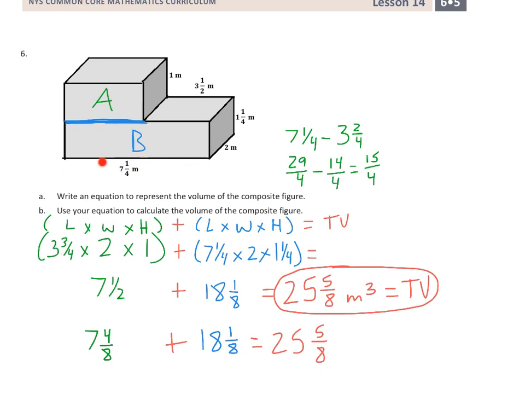So I took 7 1/4 minus the 3 1/2, and that should give me the missing section. So 3 3/4 times 2, same width, times 1, because it gave me the height, plus the volume of B, which was the total of 7 1/4 times 2 times 1 1/4. And that was 7 1/2 plus 18 1/8. I then just changed halves to eighths so I could add them. And so 7 4/8, which is equivalent to 7 1/2, added to 18 1/8 gave me 25 5/8. So my total volume is 25 5/8 meters cubed.